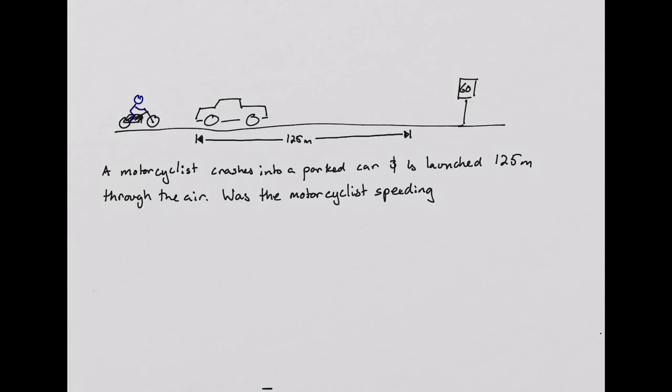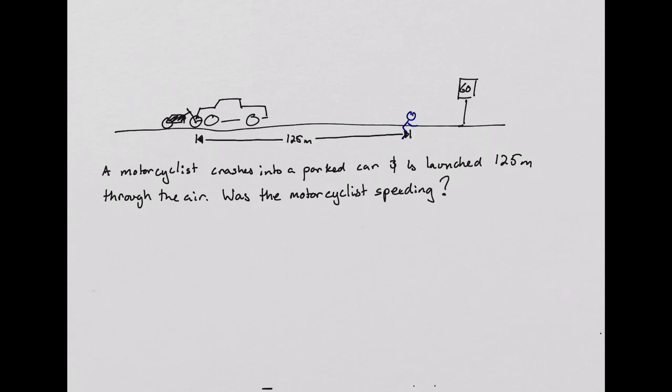In this video, we will work through the following example problem. A motorcyclist is driving along the ground when they run into a parked car. They fly through the air a distance of 125 meters before they hit the ground. Your job is to find out, was the motorcyclist speeding when they ran into the parked car?